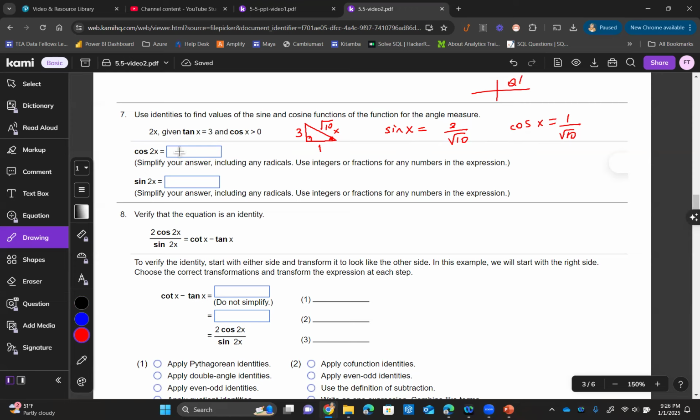For cosine of 2x, we can use the formula cosine squared x minus sine squared x. And we have the cosine value, we have the sine value. We need to square each of these fractions and subtract them. For sine 2x, we can use the formula 2 times sine x times cos x. So we need to find 2 times, and here is where sine x is located, and here is where our cosine of x is located. Multiply the top numbers, so 2 times 3 times 1 is 6, and root 10 times root 10 is just 10. When I simplify this fraction, it will give me 3 over 5 as an answer for the second part of this question.